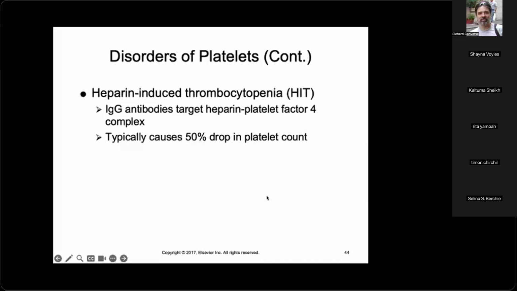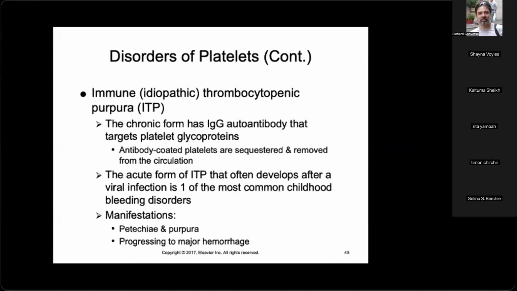IgG antibodies target the heparin-platelet factor 4 complex, typically causing a 50% drop in platelet count. Idiopathic thrombocytopenic purpura is a chronic form that has IgG autoantibodies that target platelet glycoproteins. Antibody-coated platelets are sequestered and removed from circulation. Basically, your own immune system destroys them.